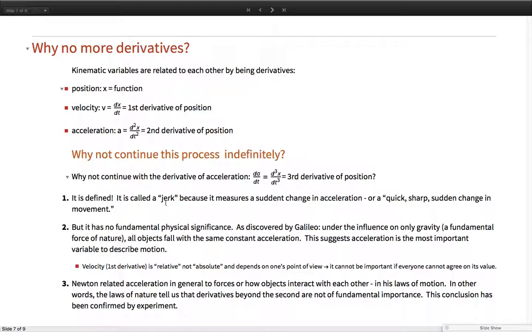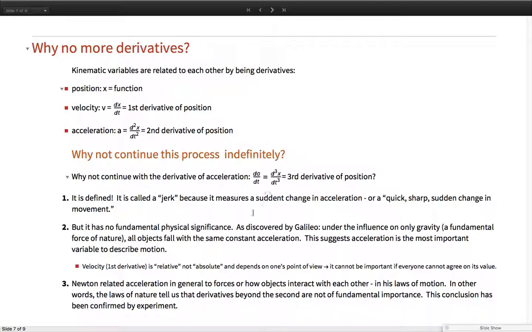Well, the answer is we actually could. That actually does have a term. It is called a jerk, because that's a sudden change of acceleration or a quick and sharp change in movement. It's often what you feel like you're being jerked around. That's what it means. However, that doesn't have any fundamental significance.